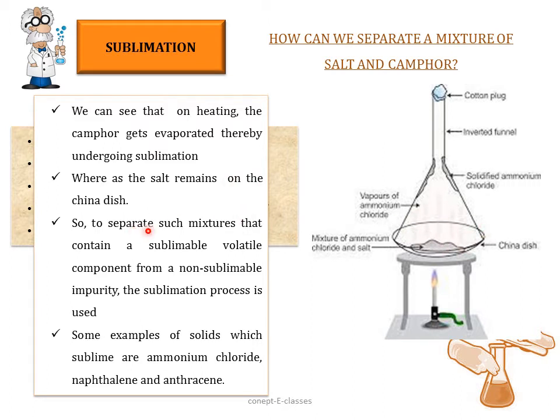Okay, so to separate such mixtures that contain a sublimable volatile component, now which was the sublimable volatile component here? Camphor, from a non-sublimable impurity which is salt, the sublimation process is used. Now some examples of solids which sublime or undergo sublimation are ammonium chloride, naphthalene and anthracene. So in all these solids, they directly undergo transition to gaseous state without undergoing a liquid state.